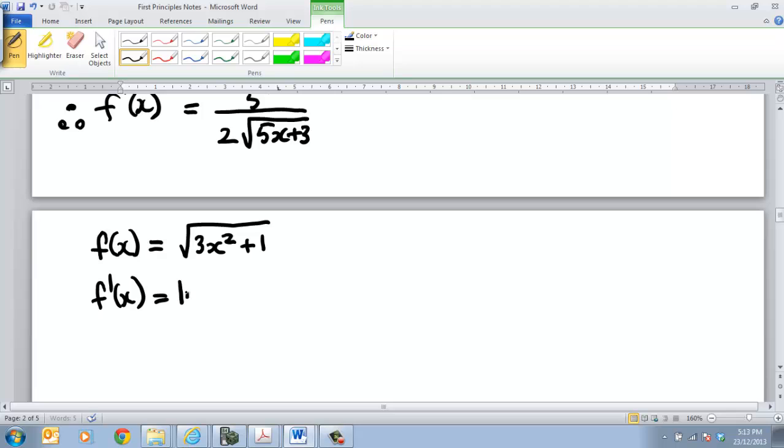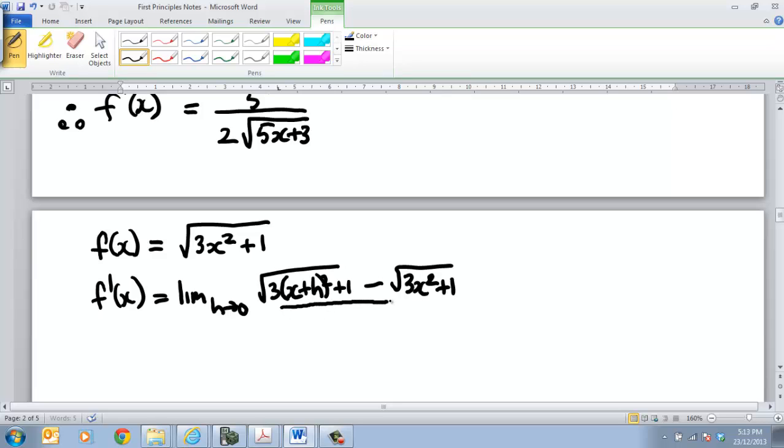Okay, so that's equal to the limit as h goes to 0. Right, and then that's going to become equal to the square root of (3(x plus h) squared plus 1), and then take the square root of 3x squared plus 1, and then that's all over h.